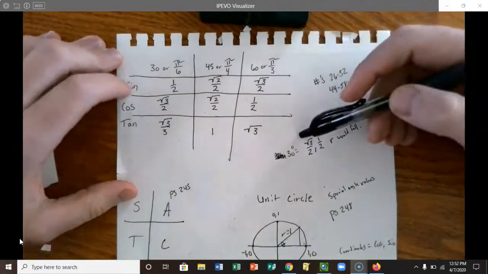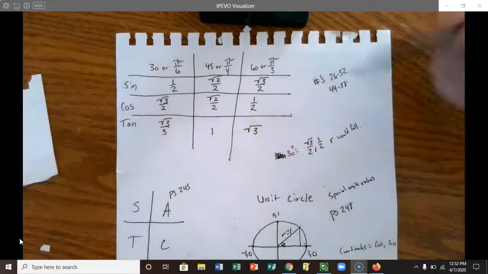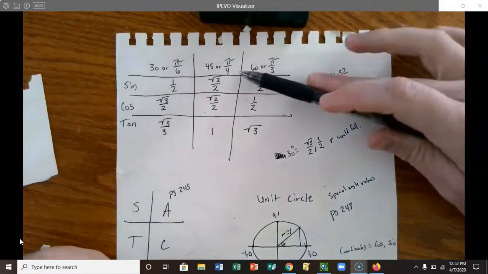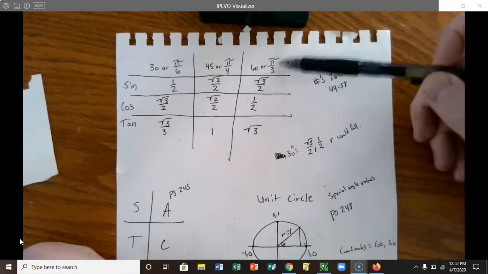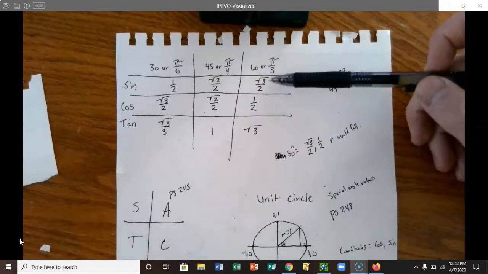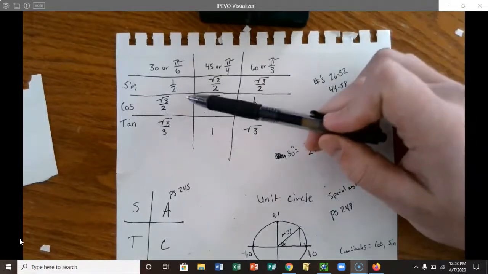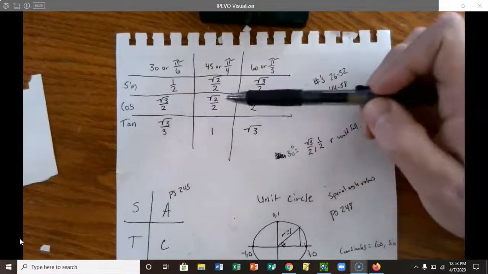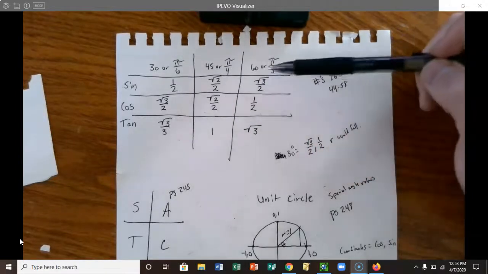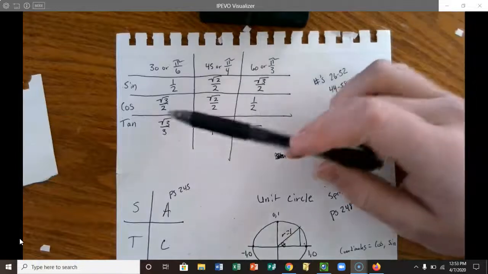You need to know that the sine of 30, or pi over 6 radians, is always 1/2. Sine of 45, or pi over 4 radians, is the square root of 2 over 2. Sine of 60, or pi over 3, is the square root of 3 over 2. Cosine of 30, or pi over 6, is the square root of 3 over 2. Cosine of 45, or pi over 4, is the square root of 2 over 2. Cosine of 60 is 1/2.